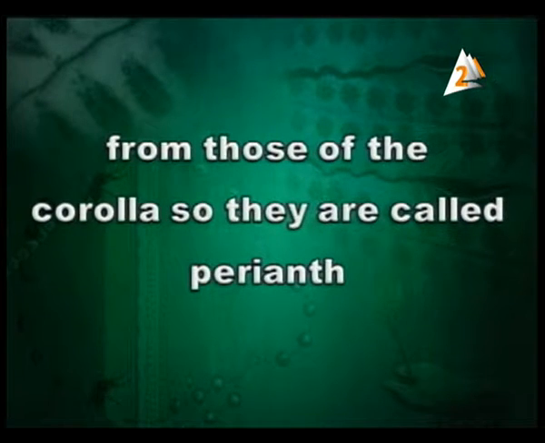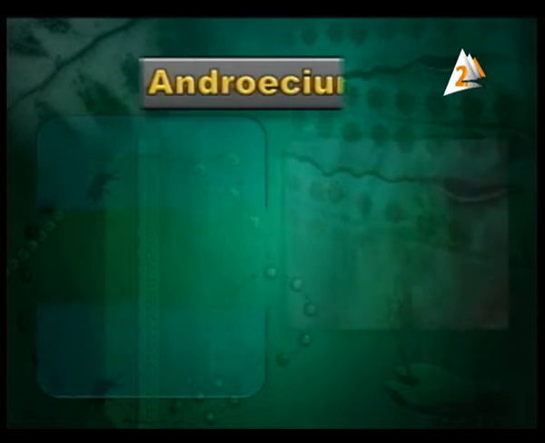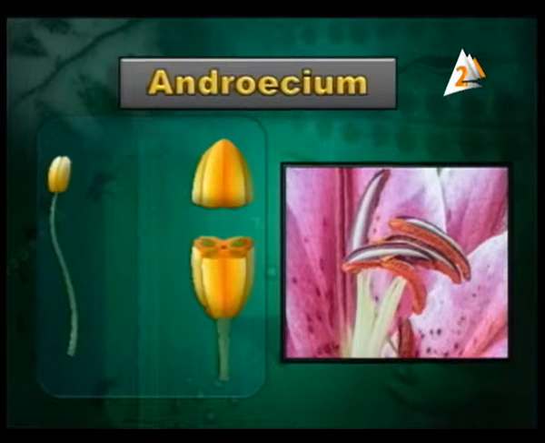So the first two parts of the flower, which are the calyx and corolla, are called the protective part or the outer part. There is the reproductive part of this flower, which are the androecium and gynecium. The androecium represents the male organs of the flower.